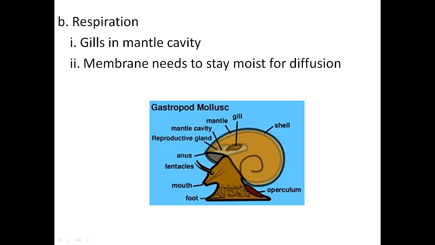How they breathe. They have gills. Not gills like you'd see on a fish. It doesn't look exactly the same, but they do have a gill structure for breathing. And the gill needs to have moisture, otherwise the gases cannot diffuse in and out. So that's why a lot of these guys like moisture. You'll find slugs out after it rains, so makes sense.